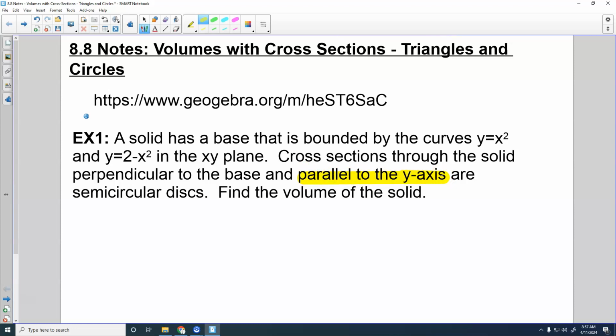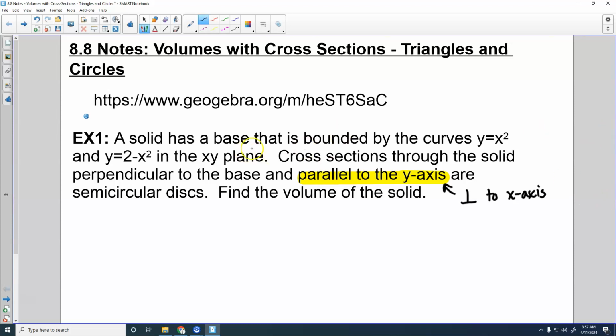So a cross-section parallel to the y-axis would be perpendicular to the x-axis. So this problem is going to be done in terms of x. That's tricky and kind of mean whenever they do that. But watch out for it. If it says parallel to the y-axis, it's actually an x problem, because you're looking for what it's perpendicular to.